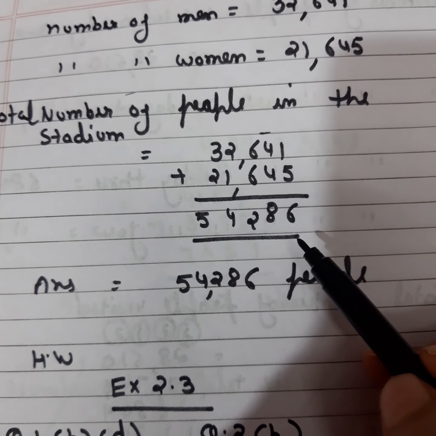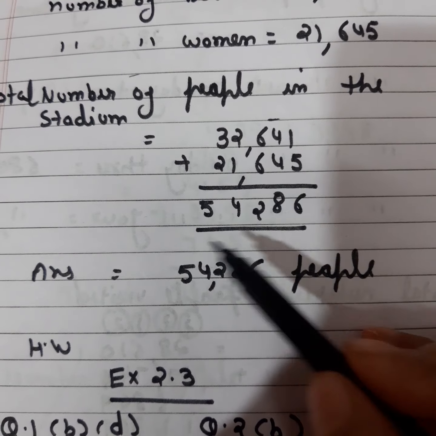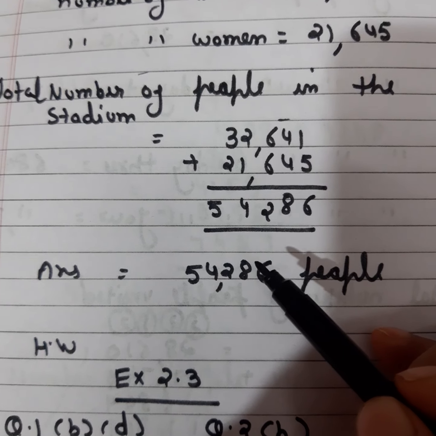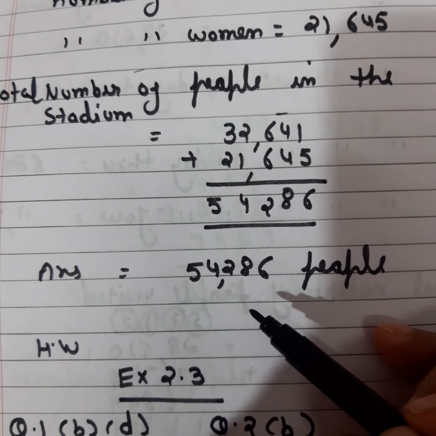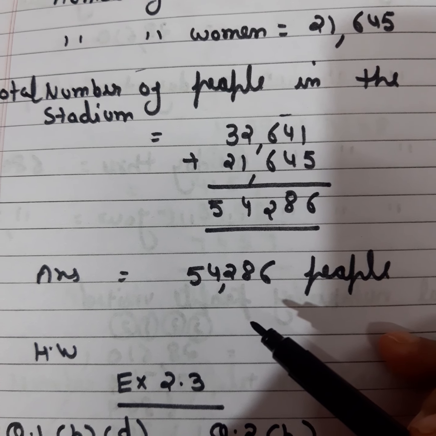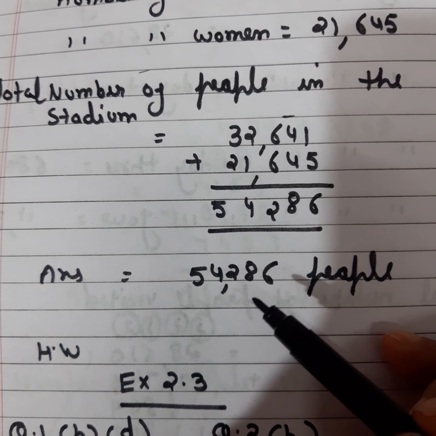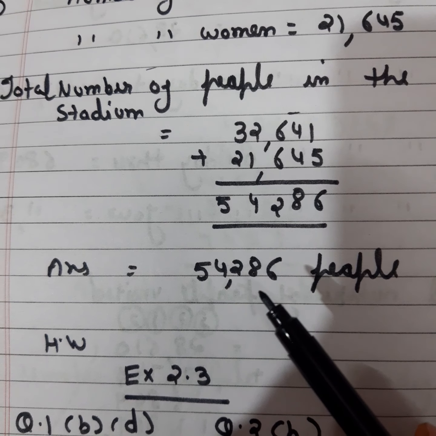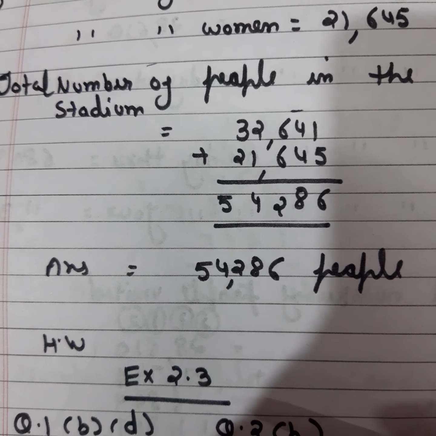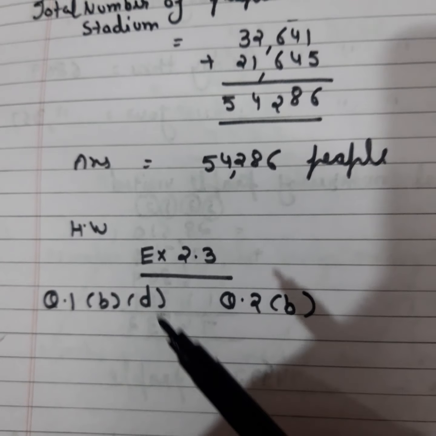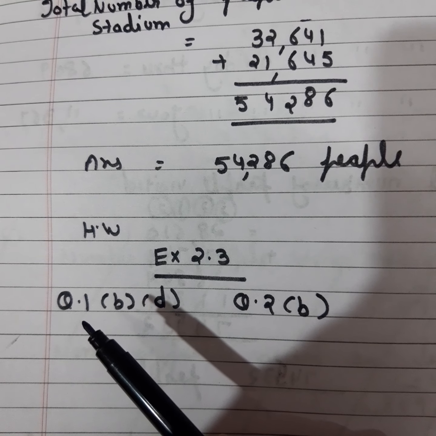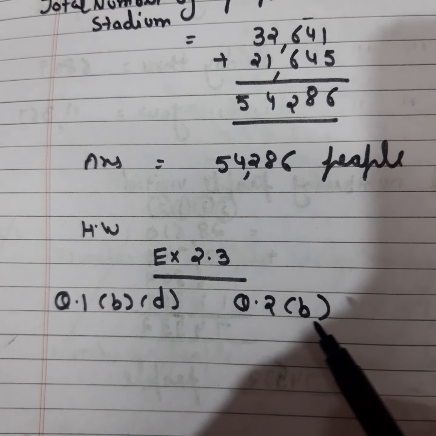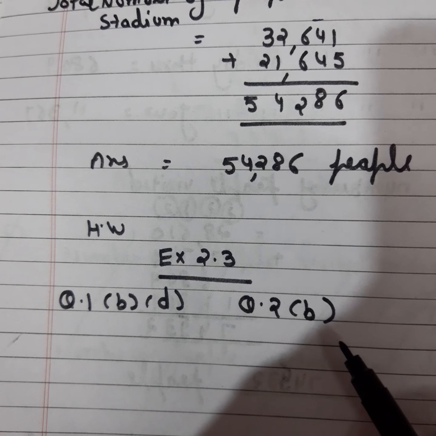So 1 plus 5 is 6. Then so on. I am adding all the numbers. My students are very intelligent so they can add the things very easily. So if you add them, you will get your answer as 54,286 people. So the homework of this exercise is to do question number 1 B and D part and question number 2 B part.